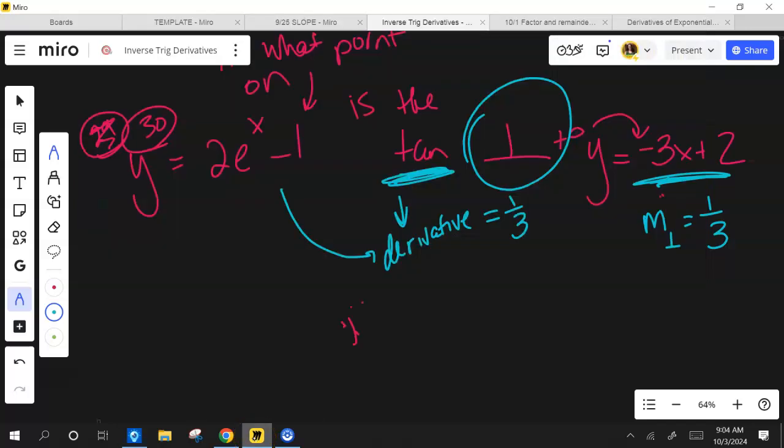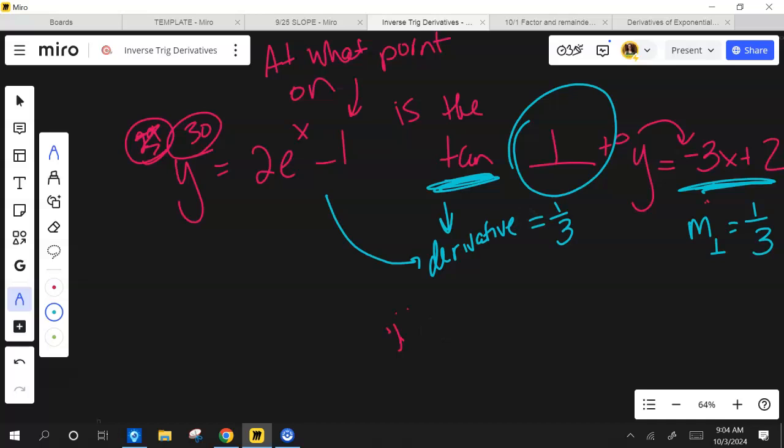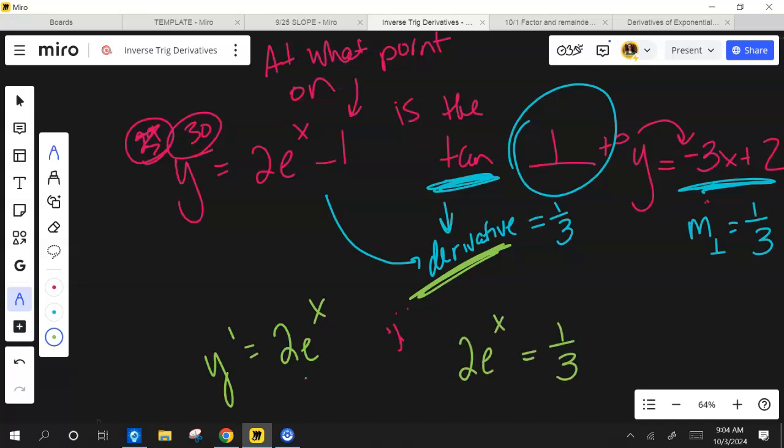All right, how would I solve this? So first thing I'm going to do, I'm going to find this derivative. Okay. So derivative is just 2e to the x. That's it, right? So my question is, where does 2e to the x equal 1/3? Have to set it equal to 1/3.